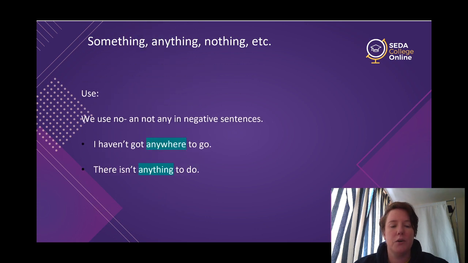Now, we use no and not any in negative sentences. Let's look at this one. I haven't got anywhere to go. There isn't anything to do. So look, negative sentences, guys, any. I haven't got anywhere to go. There isn't anything to do.